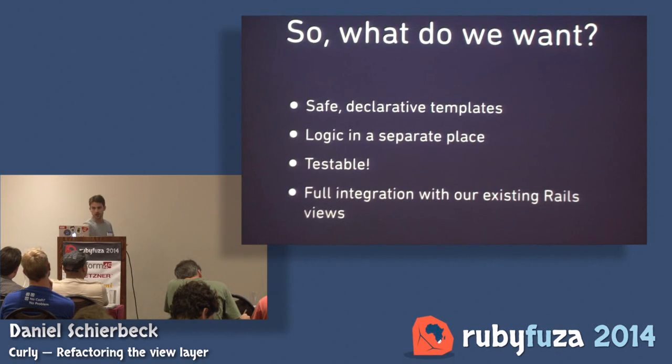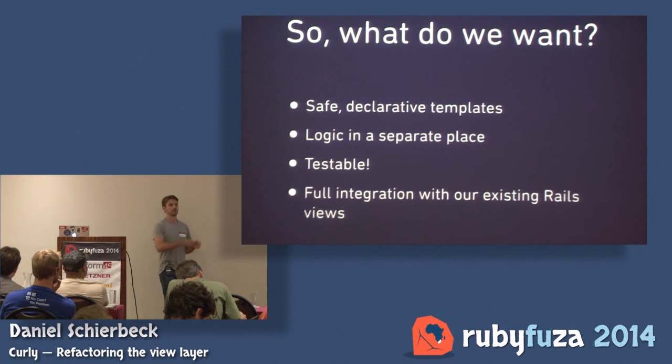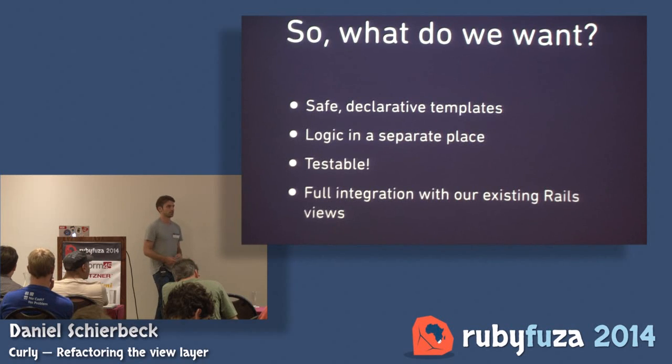So what did we want? Well, we wanted something that was safe and declarative. It should be simple for the users to use, and they should just declare where stuff should go. It should be so simple. We also wanted to keep the logic in a separate place that we controlled, and it was important that it was testable, because we were creating this API that our users expected would keep on working. They didn't expect it to break.